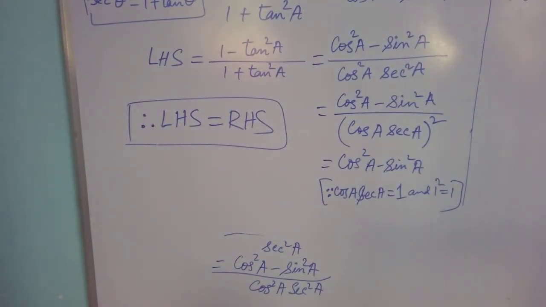That's what we are supposed to check, whether left hand side and right hand side are equal or not. So it is done. We did not even use the value of the given expression, minus 3 cot A equal to 4. Without using that expression, we have proved that left hand side is equal to right hand side.